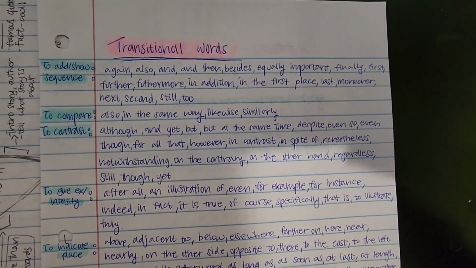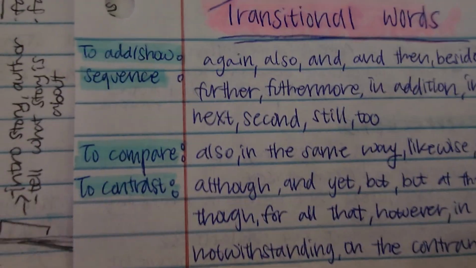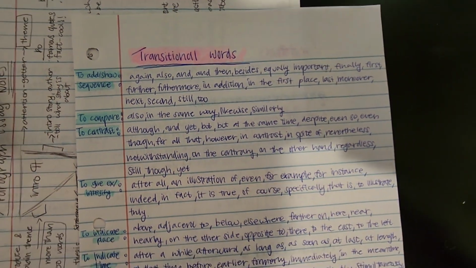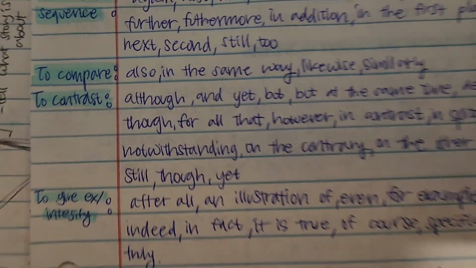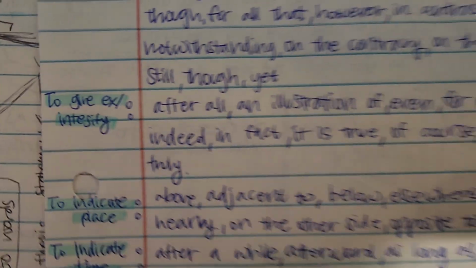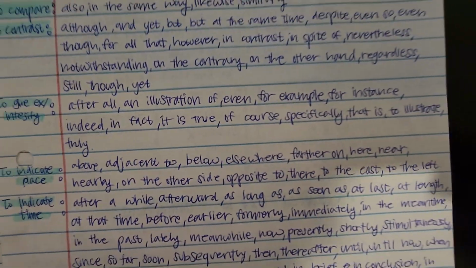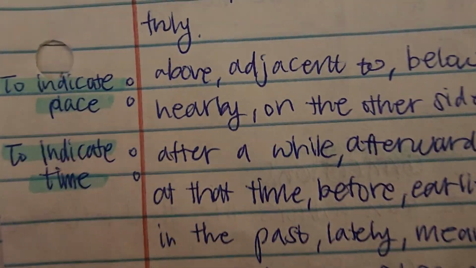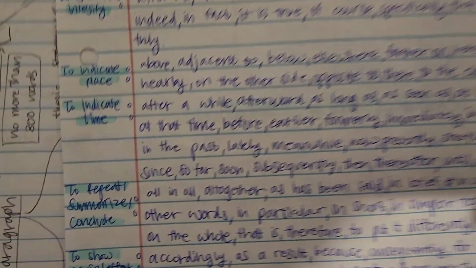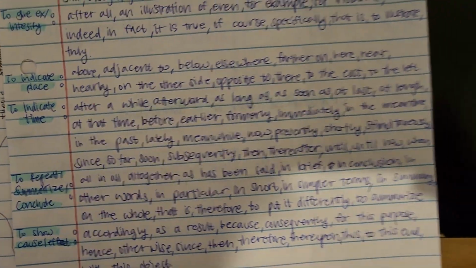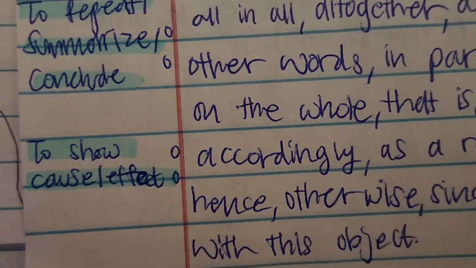Let me real quick go back to some notes. I'm not going to go over these, but these are some transitional words: to add or show sequence, to compare, to contrast, to give example and intensify, to indicate place, to indicate time, to repeat, summarize, or conclude, and to show cause and effect.